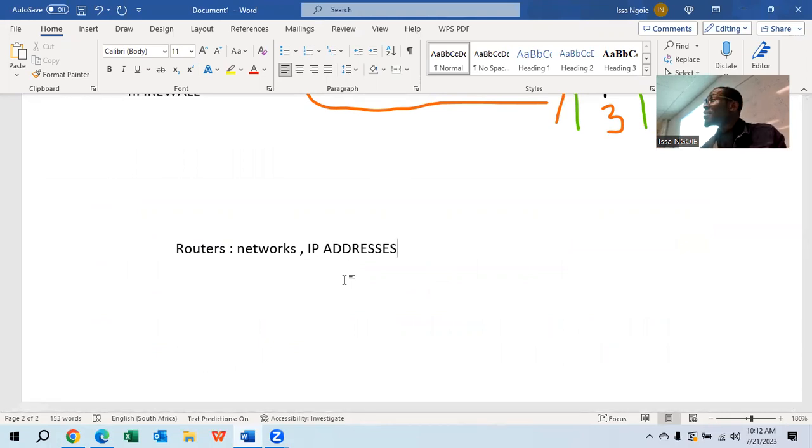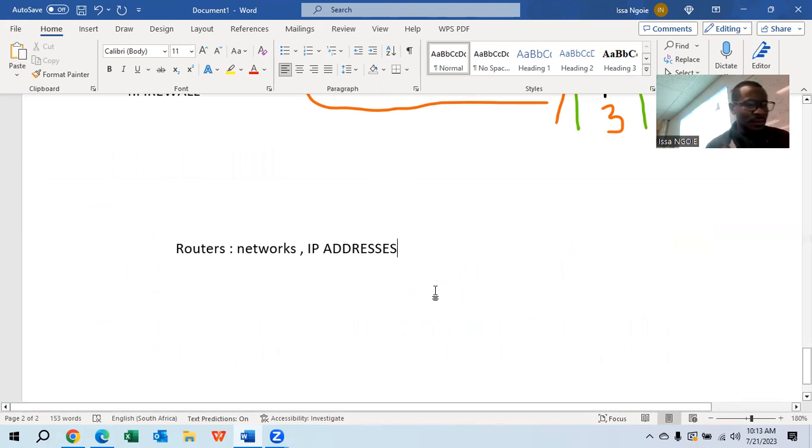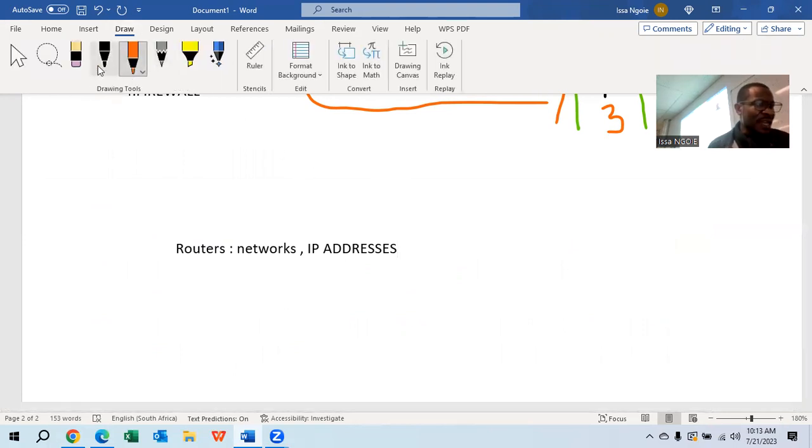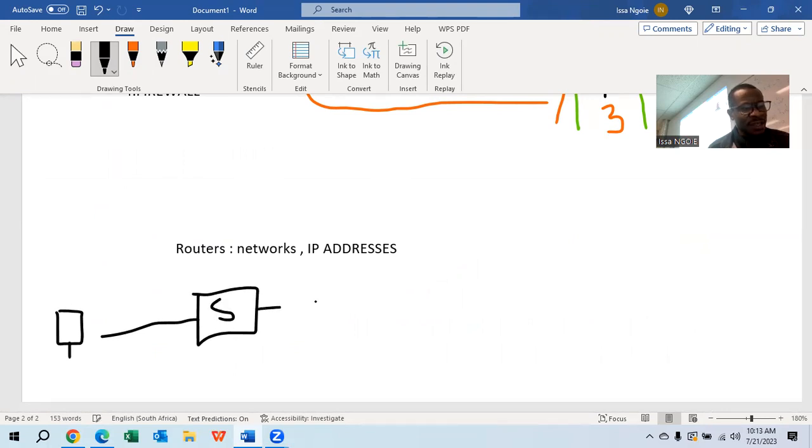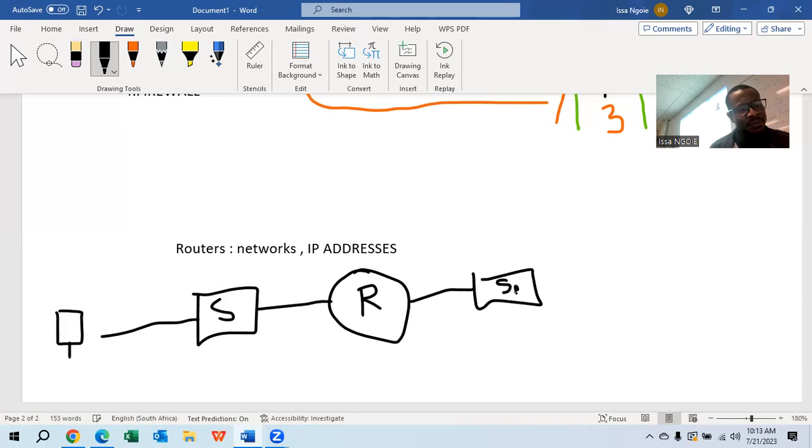Don't go to an interview where they ask you, what is a router, and you answer with the definition from the book. No, a router is a device that connects networks. You can even see it in my design here, a very easy design. There is one PC here. This is a switch maybe, and this switch is connected to my router here. And there is another switch here, and another PC here.